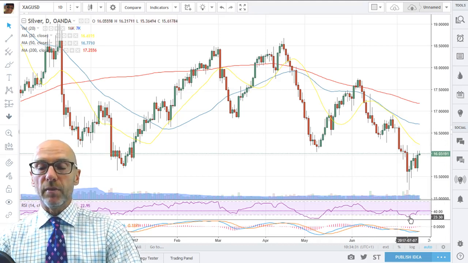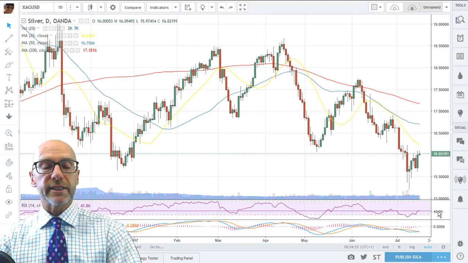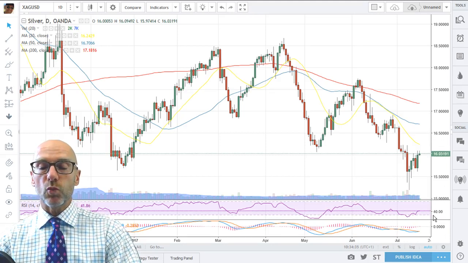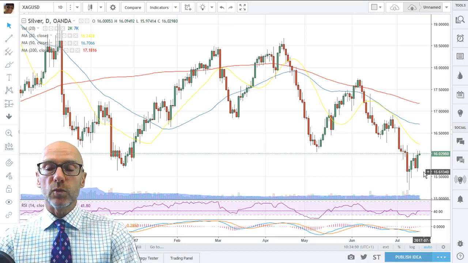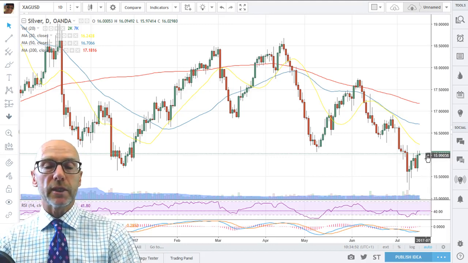The RSI has broken its downtrend, but it's still below 50, so it's just a watch there. And the MACD are turning as well, so you need to watch those. So there are some signs that we may be getting an early bottoming picture, but they're not strong enough at the moment for me to warrant saying buy this market.